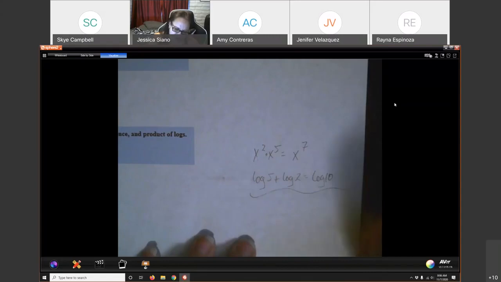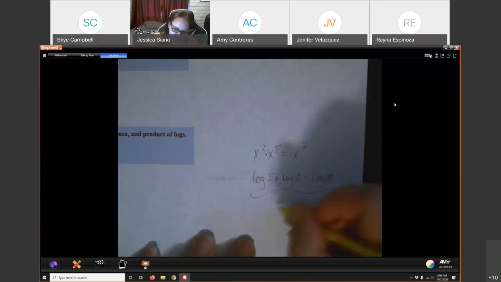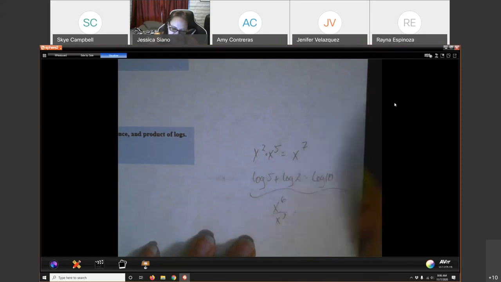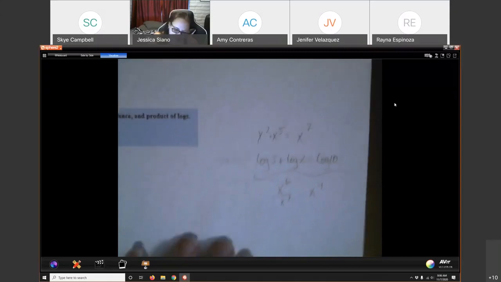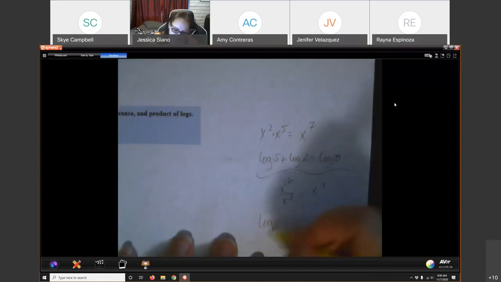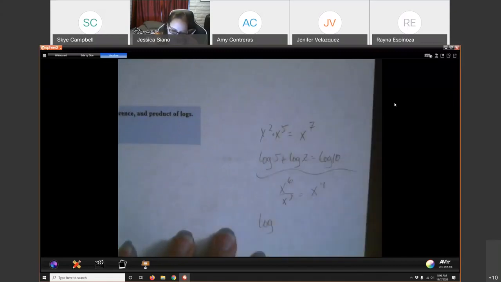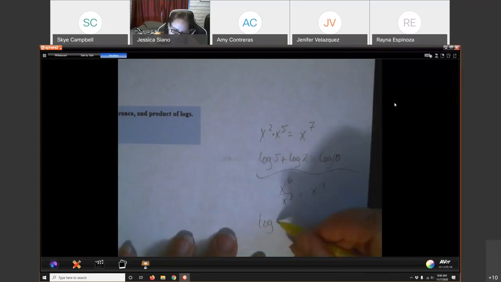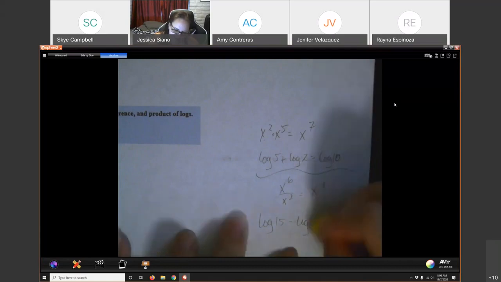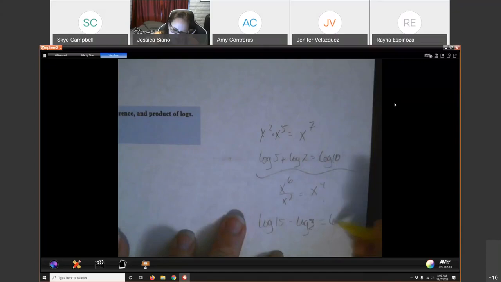And so the division rule functions in much the same way. X to the 6 over x to the 2. In order to put these together, when you divide, you subtract. And with logs, in order to put these together, log of, I don't know, 15. When you subtract, you divide.